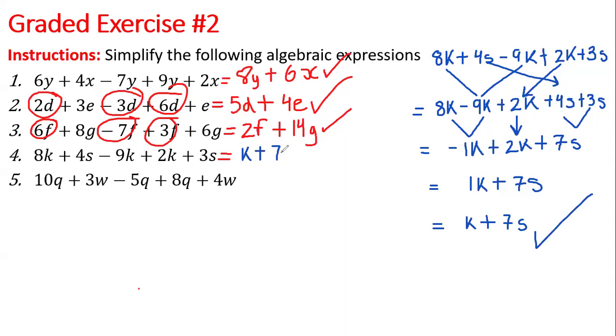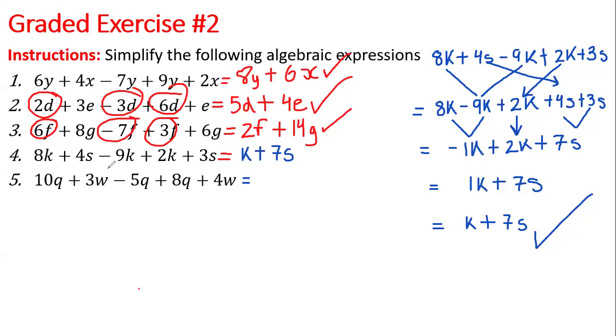Where is Shanair Mitchell? Are you there? What you got for number 5? 13Q plus 7W. Anyone else got that? I did. Does it still count if I have 1K? Yeah, 1K is fine. What y'all got for number 5? 13Q plus 7W. Okay, let's do it.